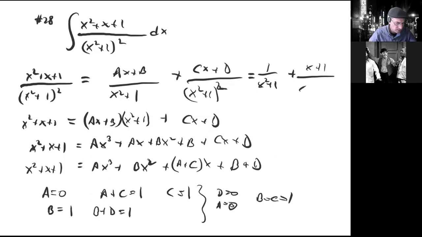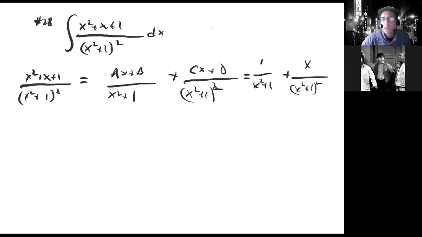So I should have written, therefore, in the solution, the following expression. It's going to be a plus b, so b is 1, so 1 over x squared plus 1, plus cx plus d, so c is 1, so it's x over x squared plus 1 squared. So that's the new expression, which is correct. Okay, so with that correction, we're now ready to integrate this.